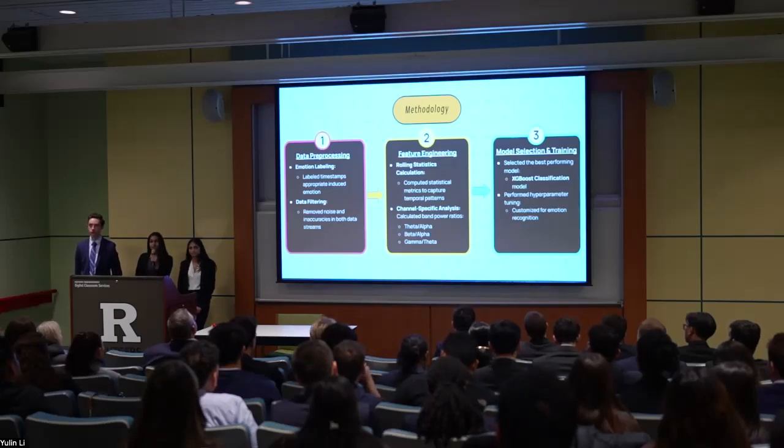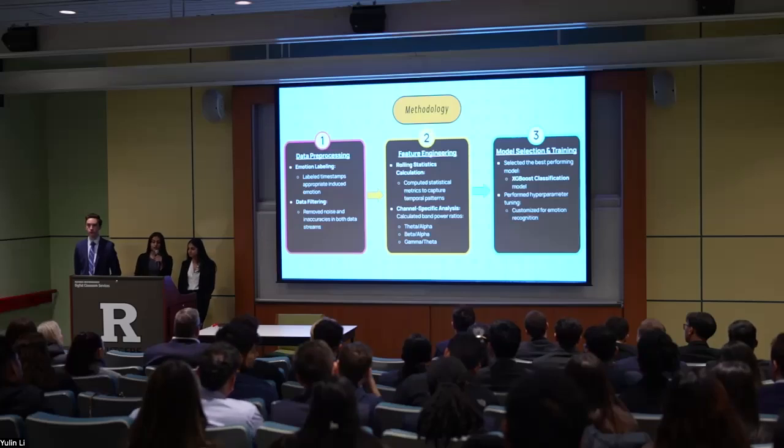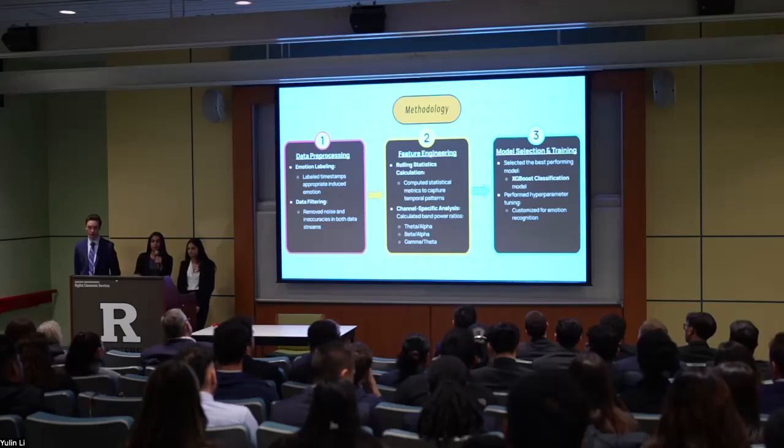So the first step here was labeling the timestamps with the emotions that we intended the participants to face at each of those times. We also filtered the data so that we could remove any noise from the EEG data and any inaccuracies in the facial action unit data, say if someone else walked into the frame. And then to make our model as robust as possible, we wanted to conduct some feature engineering. So first, we computed several statistical metrics on both of our data sets on a rolling window so that the model could learn from any temporal patterns.